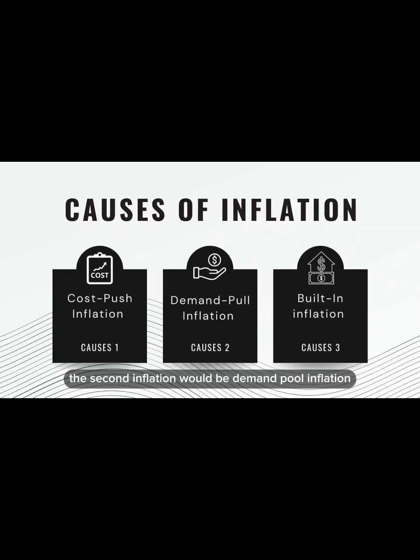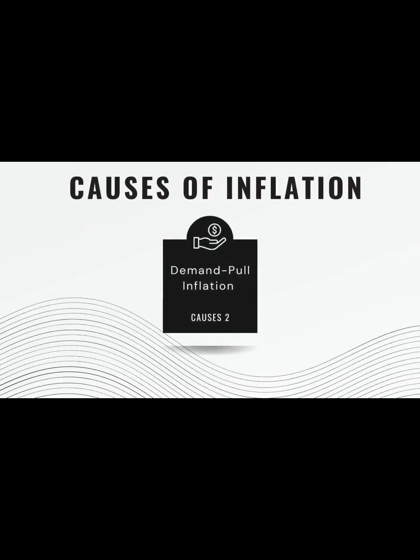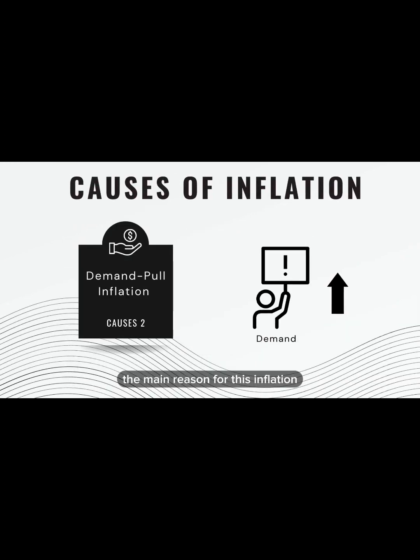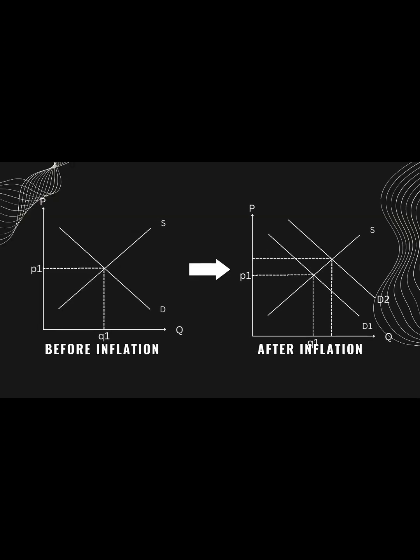The second inflation would be demand-pull inflation. The main reason for this inflation is the increase in the demand. In this case, the supply curve won't move while the demand curve will. As the demand curve moves to the right, it will cause a new equilibrium price of a product. However, as the demand for a product increases, the number of supplies would decrease. Thus, when fewer products are available, consumers will pay more to obtain them, resulting in a price increase.